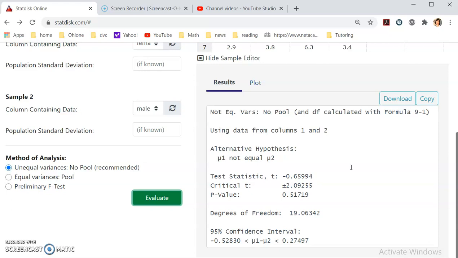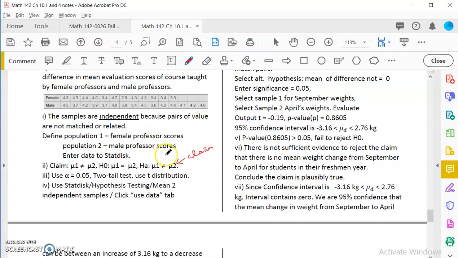P-value is 0.5172, so it's quite big. And the 95% confidence interval is negative 0.53 and 0.27. So in the confidence interval, you have one negative, one positive. P-value is quite high. Degree of freedom is 19. Okay, so these are all output.